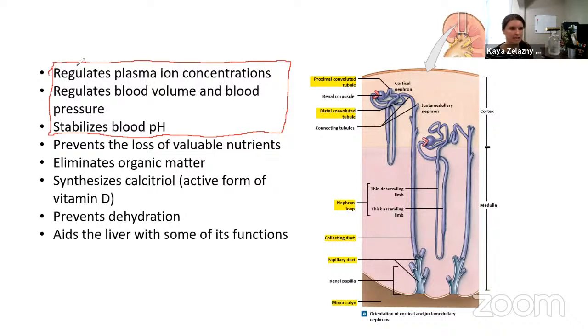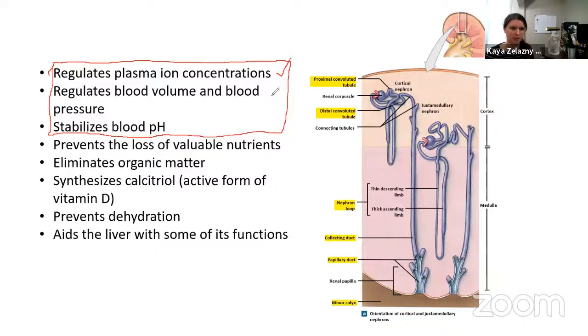We're going to be regulating the ion concentration of the plasma, which is super important to maintaining homeostasis, maintaining a nice consistent environment for our cells so that they can do all their normal functions, right? We've seen that ion concentrations are important for nervous cell function. They're important for various transport mechanisms. Really important that we have the right ion concentrations.